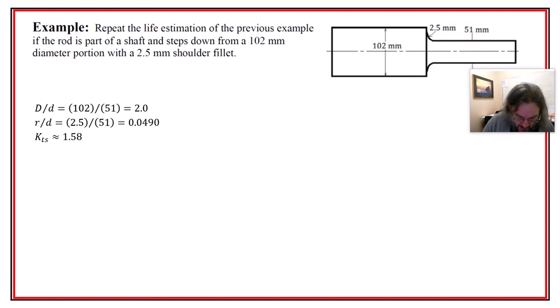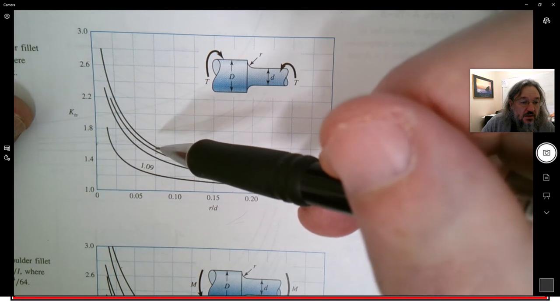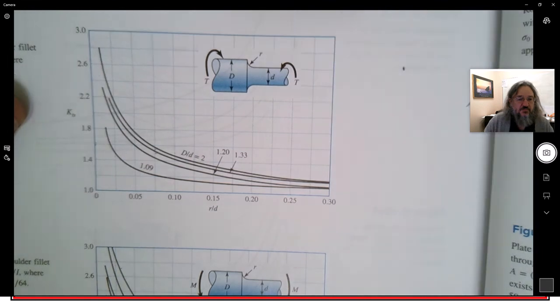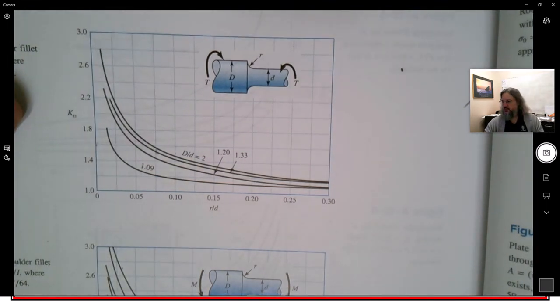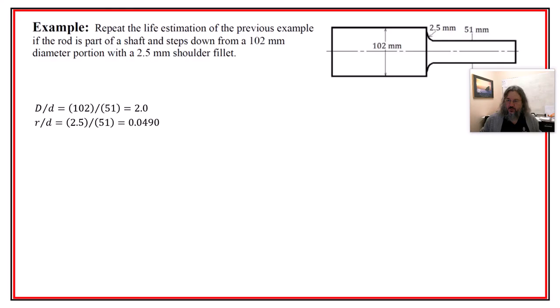1.58. How did I manage to get that wrong? Let me double check. What did I do wrong? At 2 and 0.05, how did I get that wrong? Maybe it was a previous version or something. I don't know what happened. All right, anyway, 1.75.